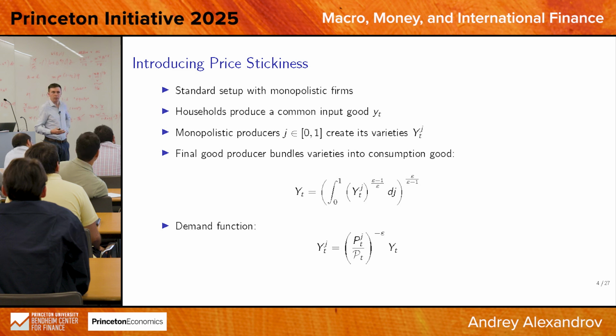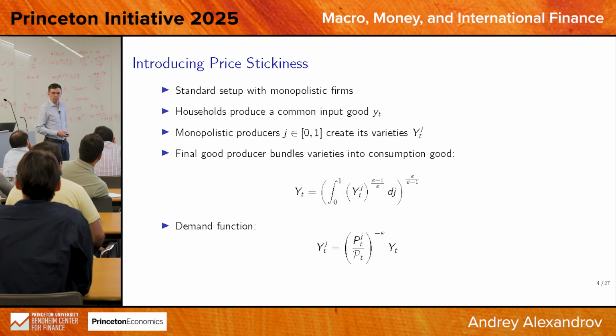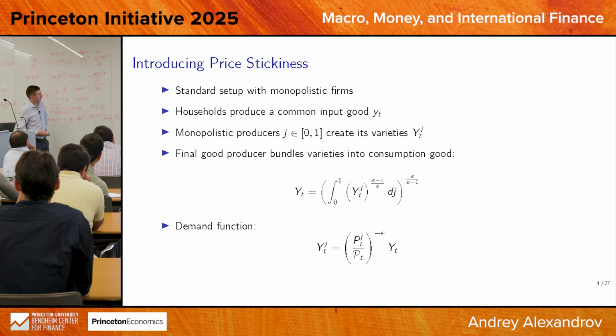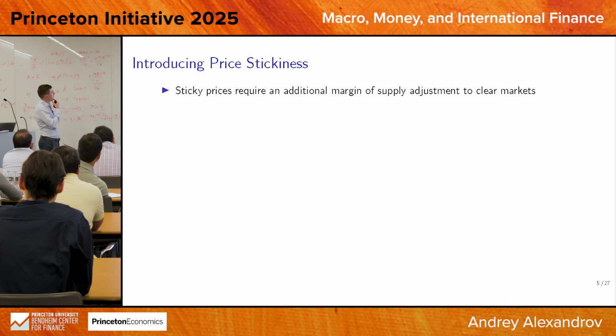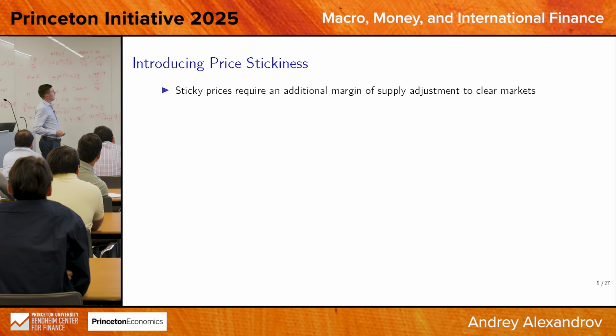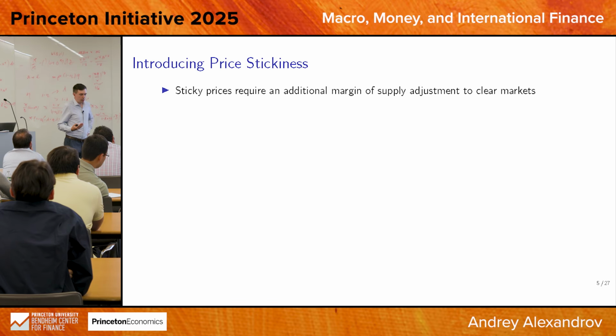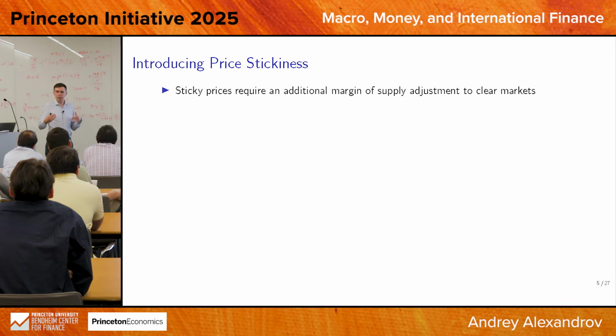You get the standard demand function, so how much you demand of a particular variety depends on the relative price of the variety relative to the aggregate price level. So let's go a little bit deeper into that. As I said before, we need an additional margin of adjustment on the supply side once we have sticky prices, because if you have flexible prices and something happens to demand, price can always adjust to clear the markets. Now prices will not be adjusting, or at least not adjusting in full. That means that something else needs to adjust to clear the markets, and that's going to be the supply.